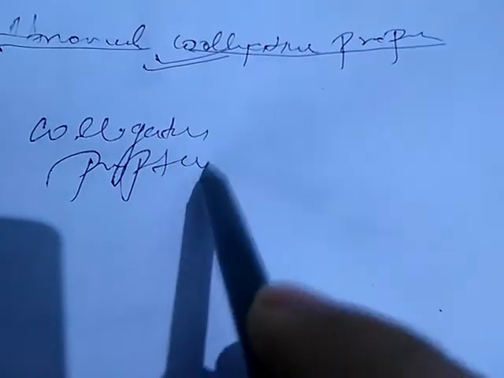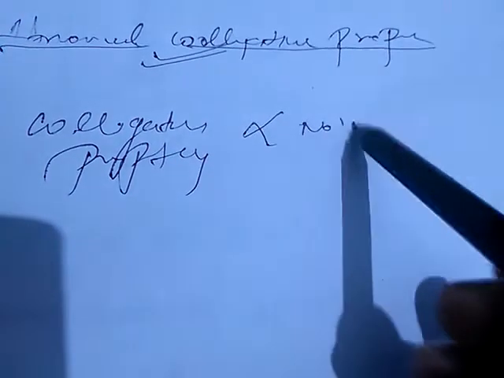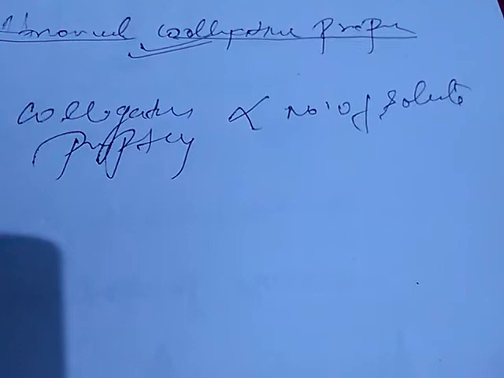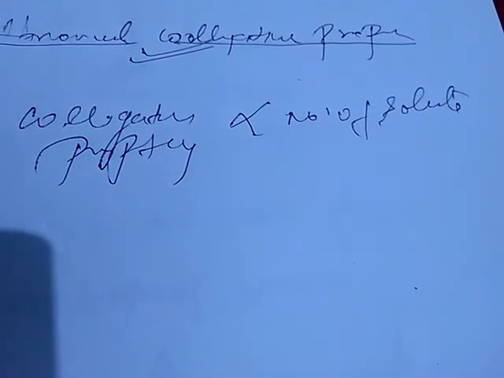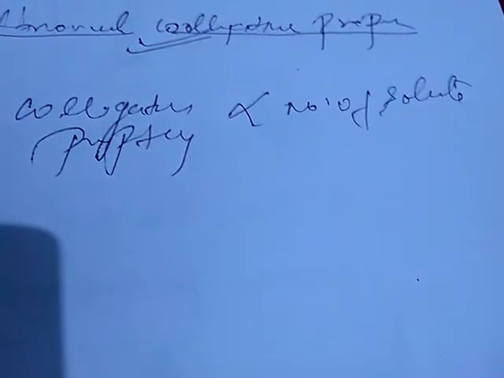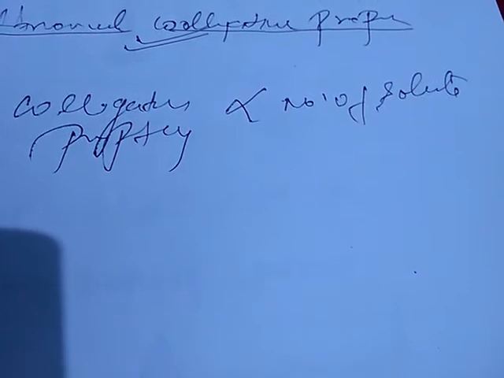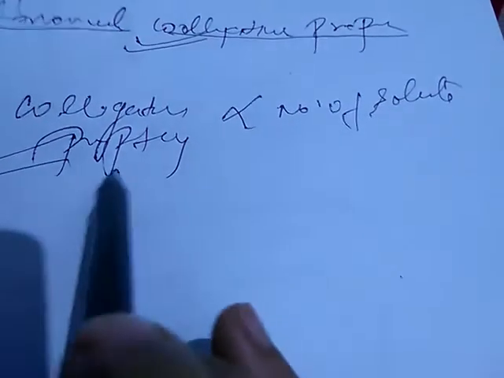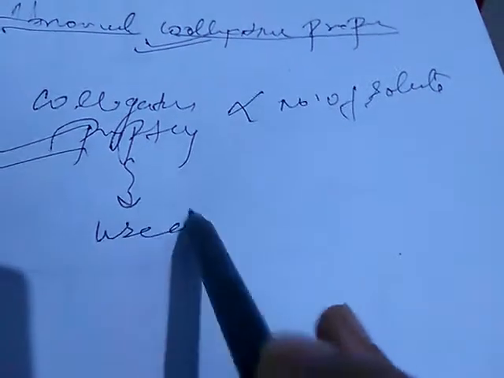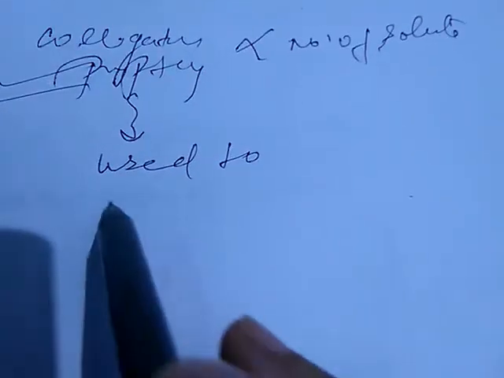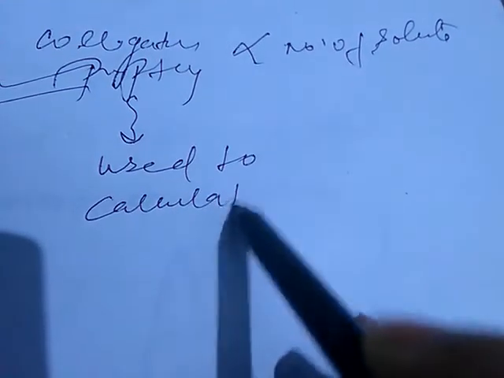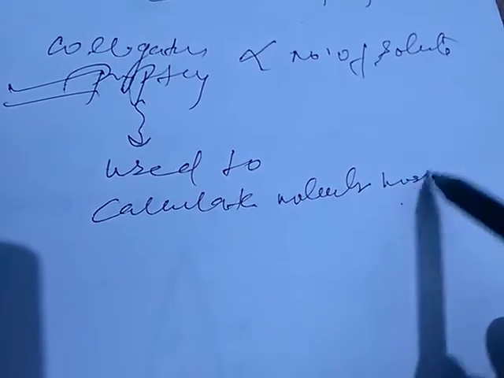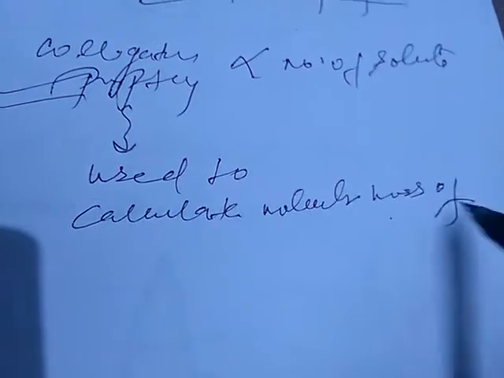Colligative property is proportional to the number of solute particles. It varies according to the number of solute particles in the solution, and all these colligative properties are used to calculate the molecular mass of the solute.